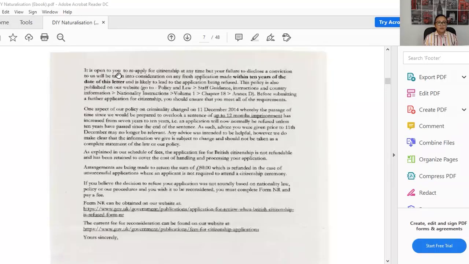But it says here, it is open to you to reapply for citizenship at any time, but your failure to disclose a conviction to us will be taken into consideration on any fresh application made within 10 years of the date of this letter. Oh, see, I didn't notice this. I was referring to you about the 3 years, but it says 10 years here. Because he did not inform them of his conviction, and he couldn't have because he had already submitted his application, how could he communicate it to the Home Office?